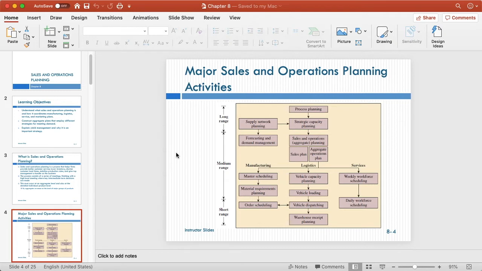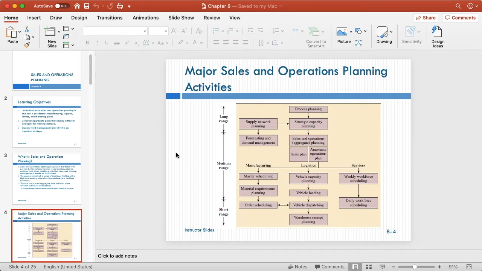So they're different. In this chapter, we are more focused on the aggregate operations plan, since this is operations management, not a marketing class. Once we have the aggregate operations planning, we make it more specific into three different dimensions, as also shown in this picture: the manufacturing dimension, the logistics dimension, and the service dimension. And then we have the more detailed activities.